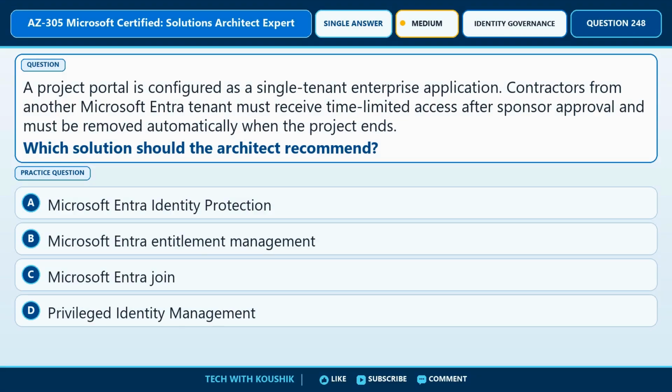Let us work through question number 248. Begin by examining the scenario. A project portal is configured as a single-tenant enterprise application. Contractors from another Microsoft Entra tenant must receive time-limited access after sponsor approval and must be removed automatically when the project ends. Which solution should the architect recommend? Review each available choice. Option A is Microsoft Entra Identity Protection. Option B is Microsoft Entra Entitlement Management. Option C is Microsoft Entra Join. Option D is Privileged Identity Management.